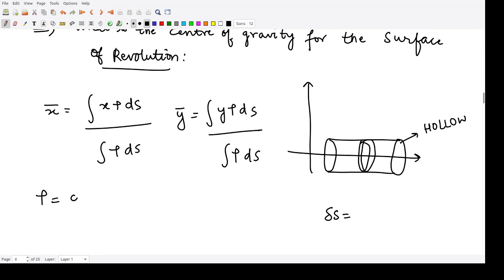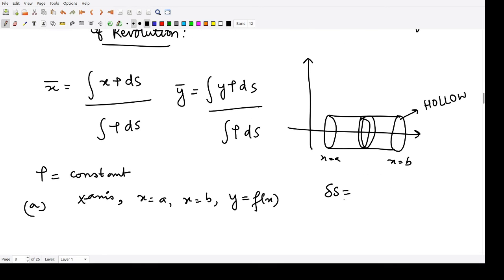Now, if we assume rho to be constant, and if I assume in the first case that the region is bounded by the x-axis and the coordinates x is equal to a and x is equal to b, and the curve y is equal to f of x. So in this case, what would be delta s? Delta s would be the circumference of this into the small displacement. So what would be the circumference? This would be 2 pi into radius. What is radius? Radius again is y. So 2 pi y into delta x. So ds would be 2 pi y dx.